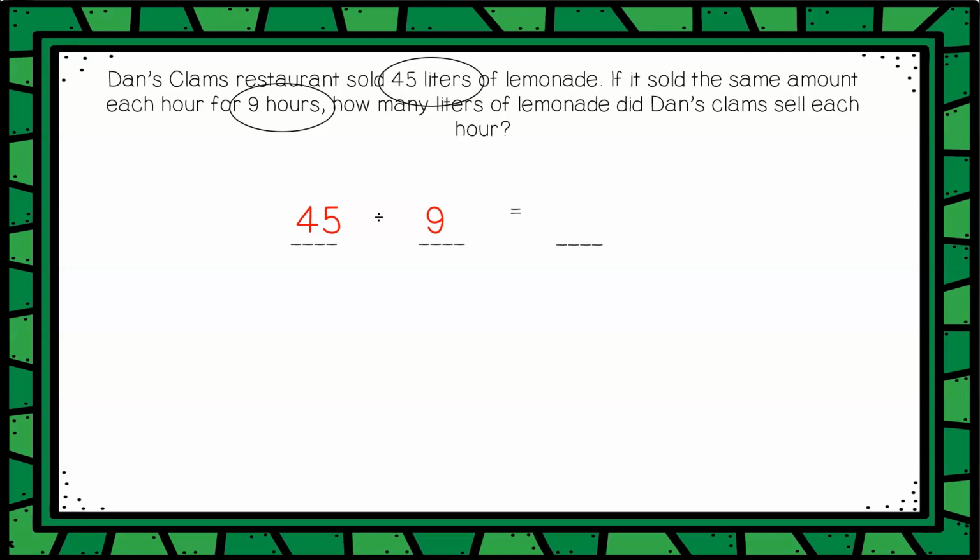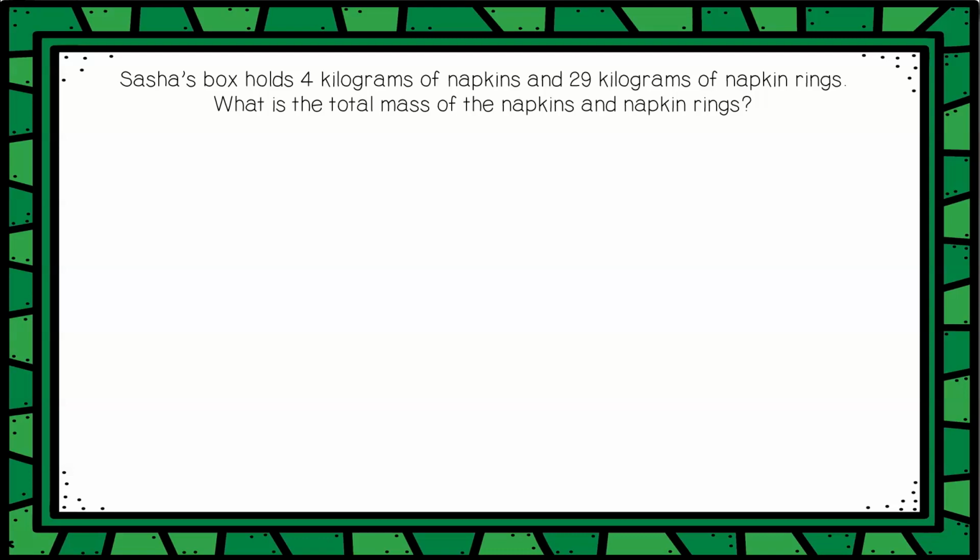Once you have used your strategy to find out that 45 divided by 9 is 5, that means that Dan's Clams sold 5 liters of lemonade each of the 9 hours. You guys are doing awesome. We have just 2 more examples to go for the day.